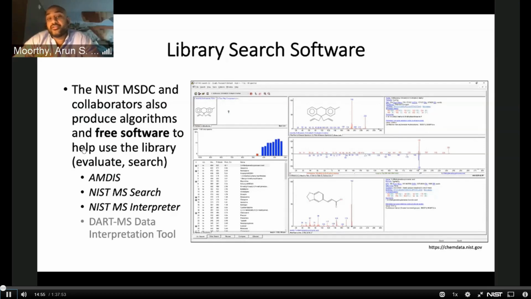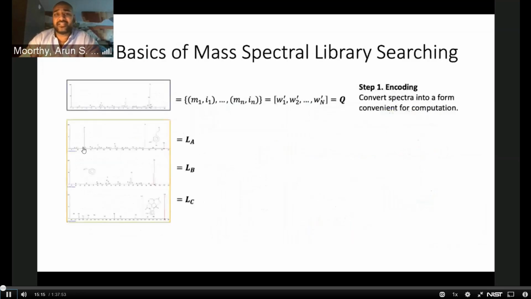But importantly, you can also search an unknown or a query mass spectrum against the library and try to find the most similar spectra to your query in the library, or multiple libraries as well. I should mention that MS Search allows you to upload not just NIST libraries, but other commercial libraries or even user libraries in NIST format. Similar to my basic introduction to mass spec, I want to give you a very basic introduction to library searching.